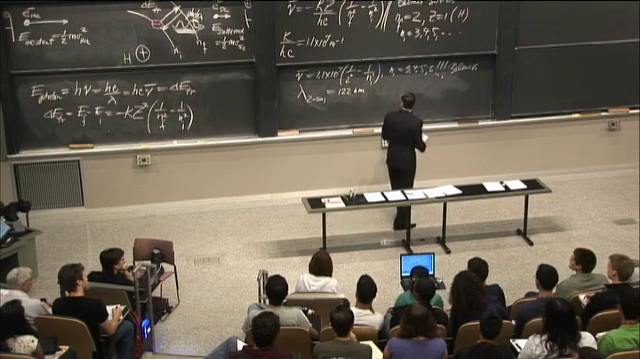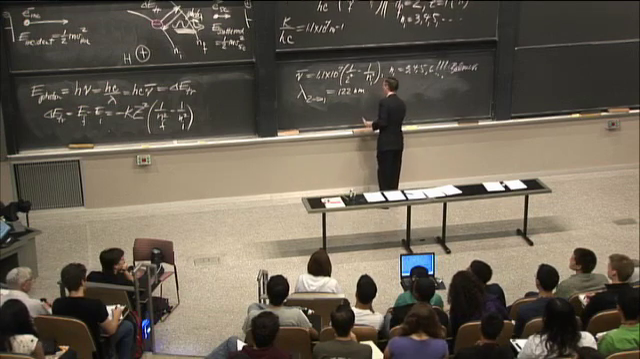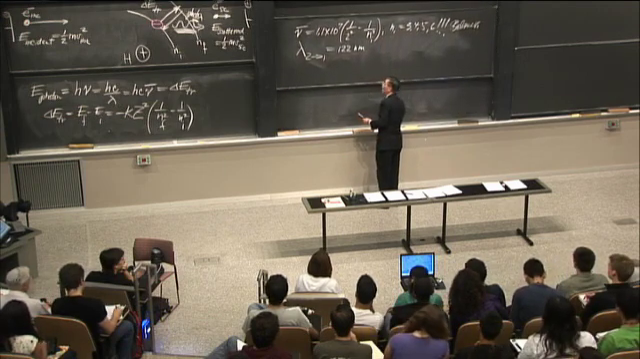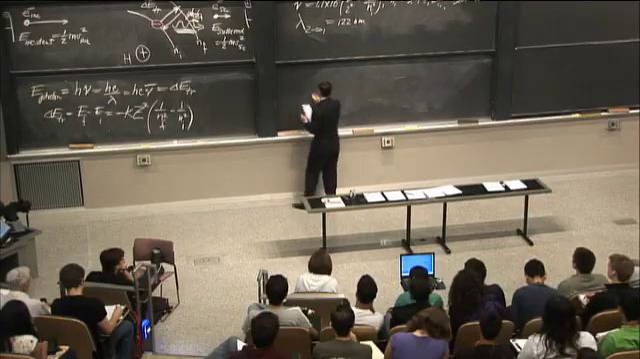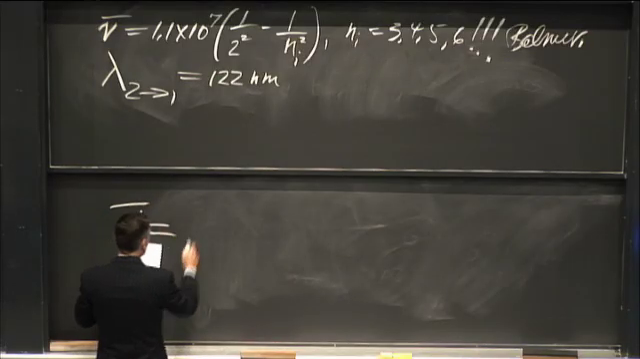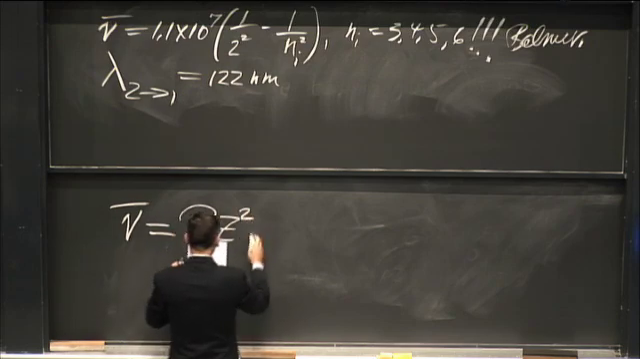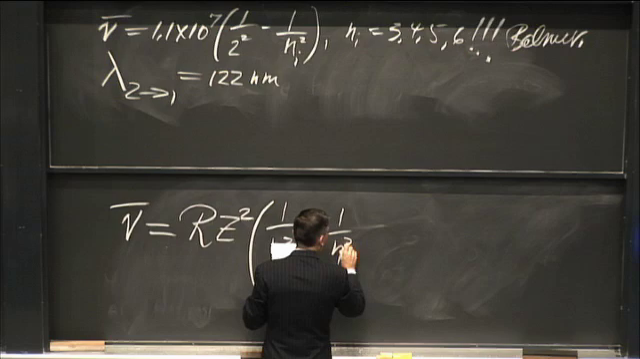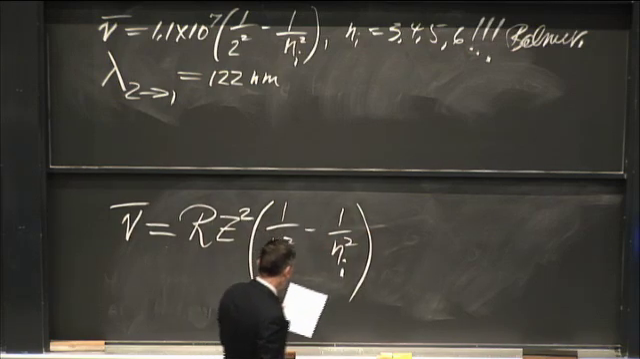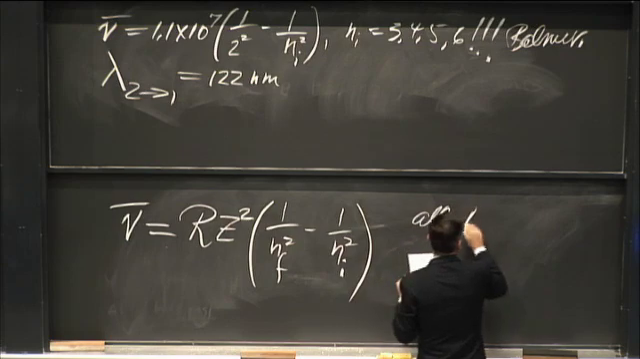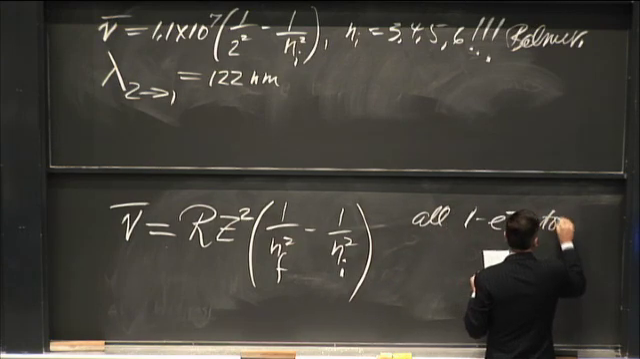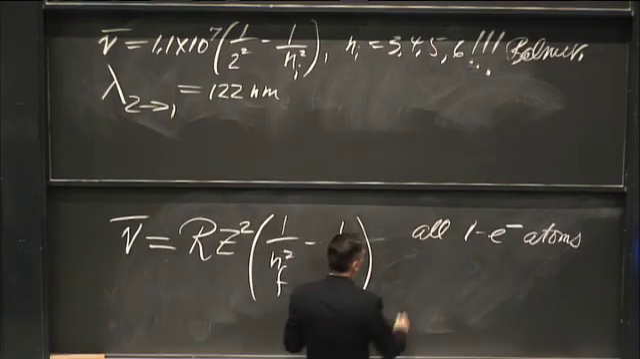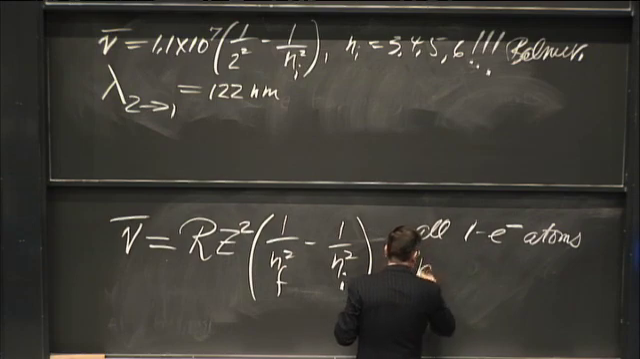Now I'm going to end by putting up the master equation that captures all of this. It's nu bar goes as R times Z squared times (1 over nf squared minus 1 over ni squared). This is the most general form for all one-electron atoms. That's why I've got the Z squared in there. And this is called the Rydberg equation.